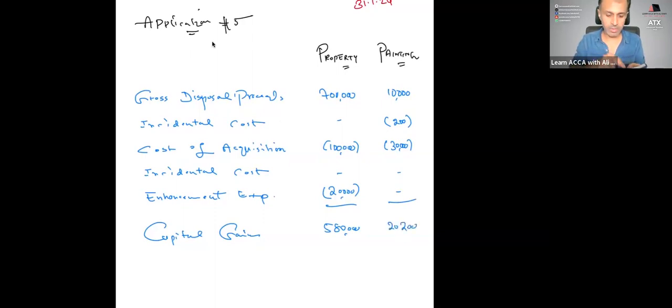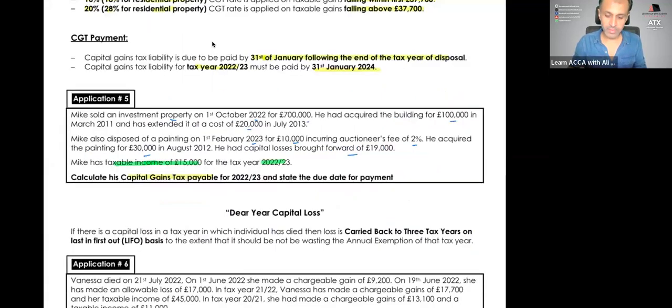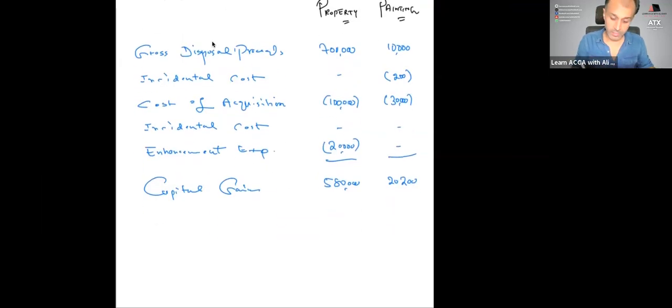20,200. This is 700 minus 100 minus 20. It's 580,000. So we've been able to work the figures. This is a negative one.